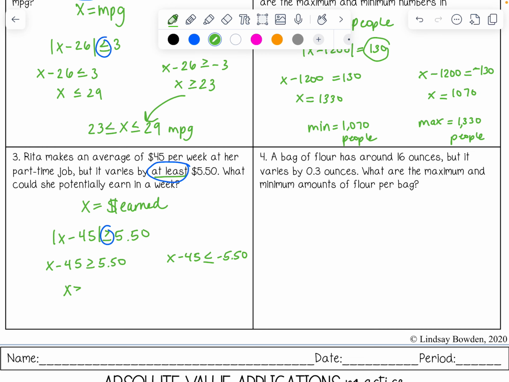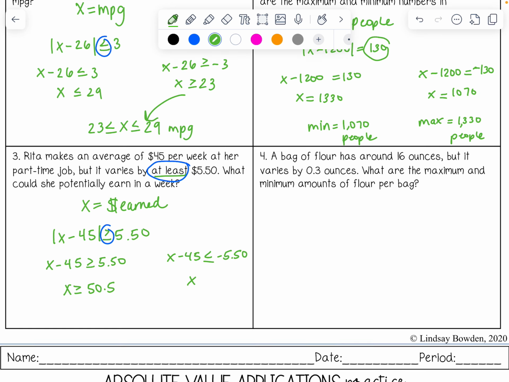So add 45 to both sides. So X is, remember these are dollar amounts, so X is greater than or equal to $50.50. X is less than or equal to $39.50. All right. And this would be an or. So she could either earn more than $50.50 or less than $39.50. And if you're thinking, how would that work? Maybe she gets bonuses, or maybe things get taken away if she doesn't do something right. That's where this would work in the real world.